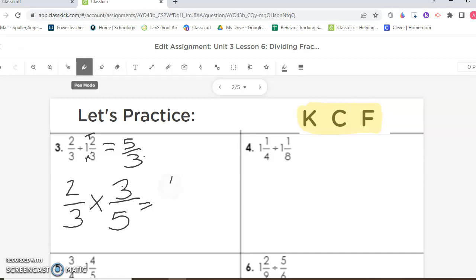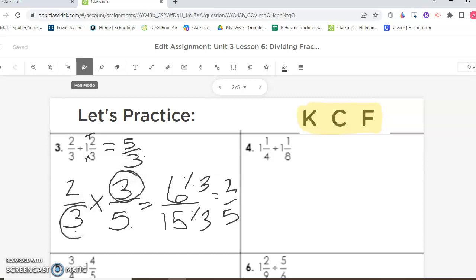2 times 3 is 6. 3 times 5 is 15. Now, to simplify it, I'm going to divide both of these by 3, right? Sorry, this would have been 15. Dividing it by 3, that would have got me 2/5. So because I wanted to save a step, I saw that I was going to have a 3 on the top and a 3 on the bottom. So I got rid of both the 3's. And then it just became 2/5.